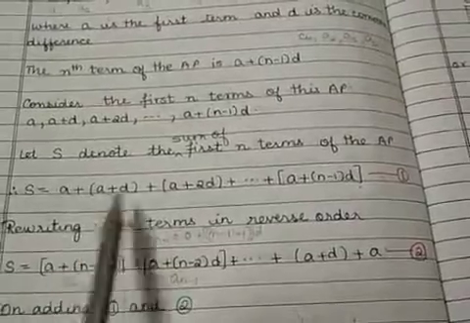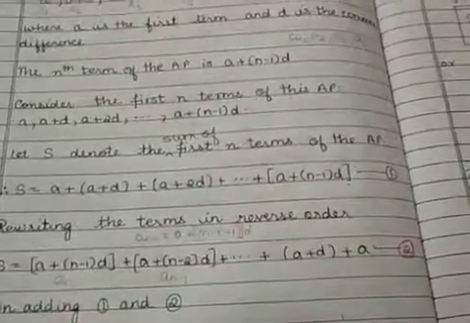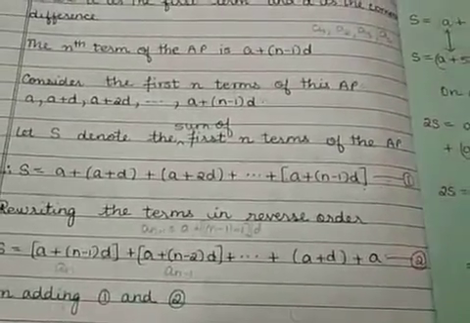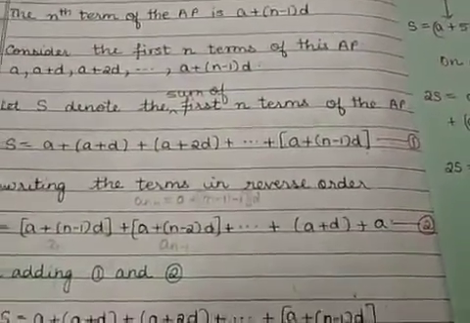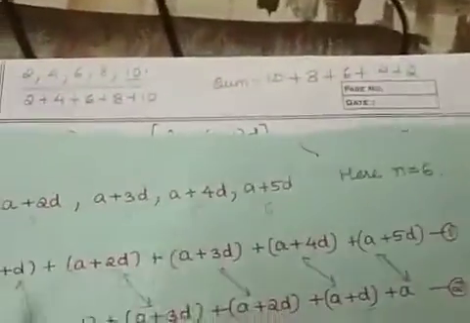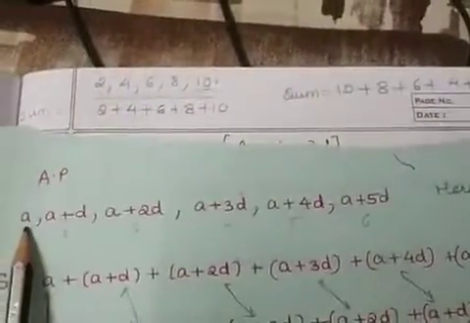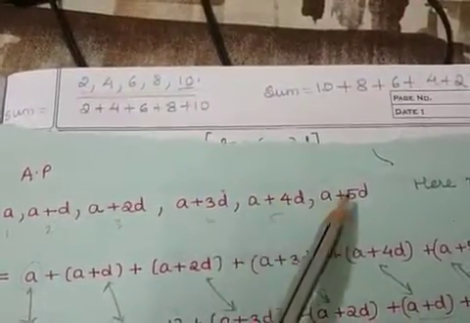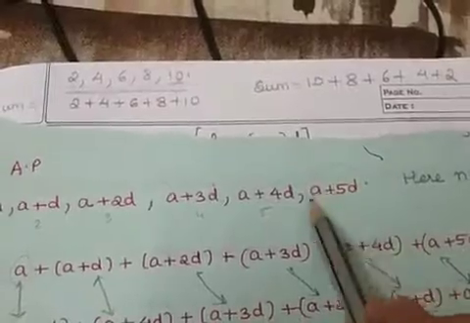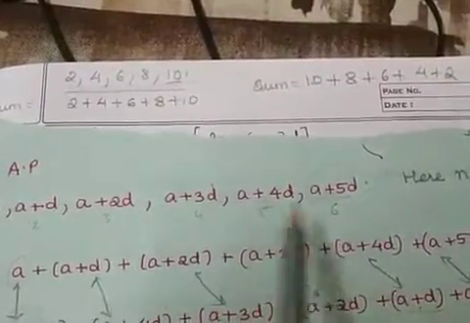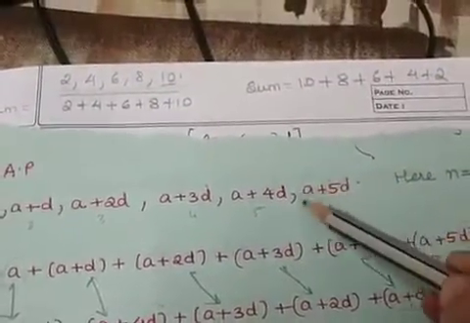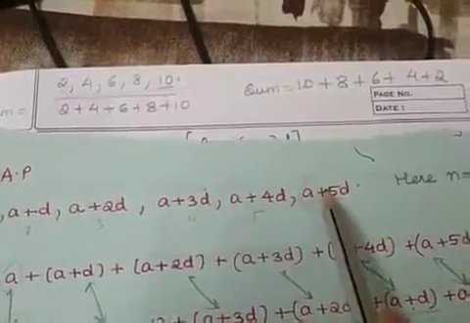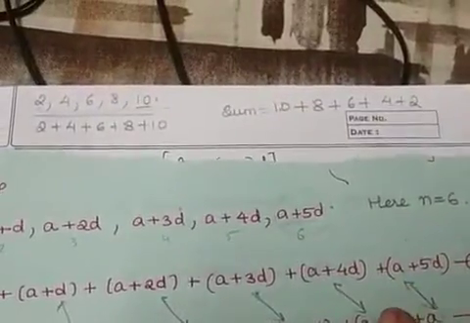Now what we are going to do is add equation 1 and equation 2. I will take an example to show you what happens when you add equation 1 and 2. Suppose we take this AP: a, a plus d, a plus 2d, a plus 3d, a plus 4d and a plus 5d. So the last term here is a plus 5d. And this is your sixth term, so your nth term is the sixth term here. 1, 2, 3, 4, 5, 6. Your n is equal to 6.